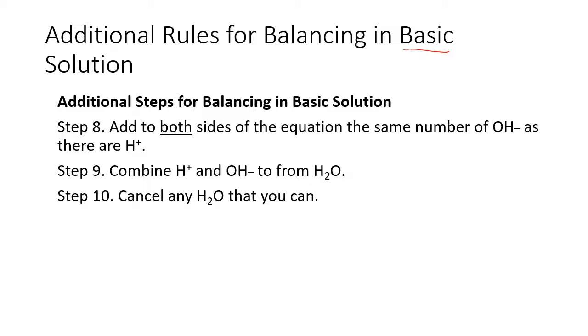Then after, we would add to both sides of the equation the same number of hydroxide ions as there are hydrogen ions present. We shouldn't have any hydrogen ions present in a basic solution, but we should have hydroxide and water. We can combine those hydrogen ions with the hydroxide ions to form more water molecules, and then we want to make sure to cancel out anything that is the same on the left and the right hand side. Usually we will have some water molecules that will cancel out.